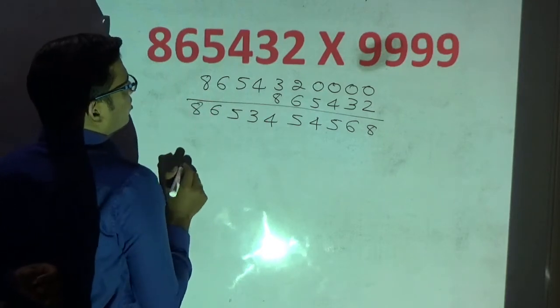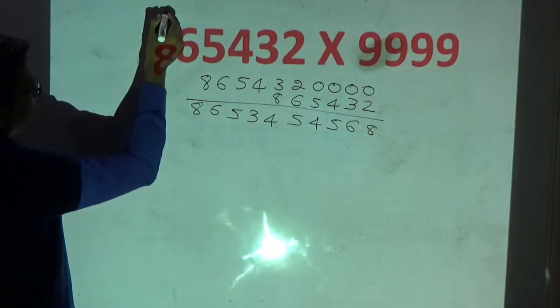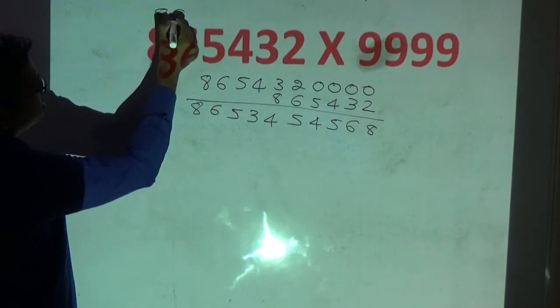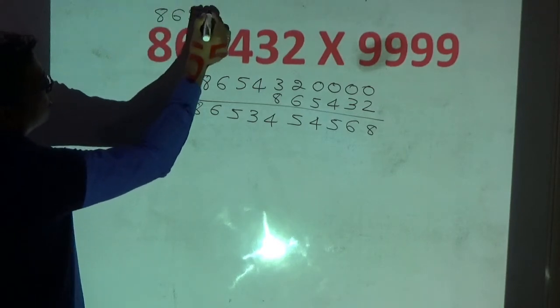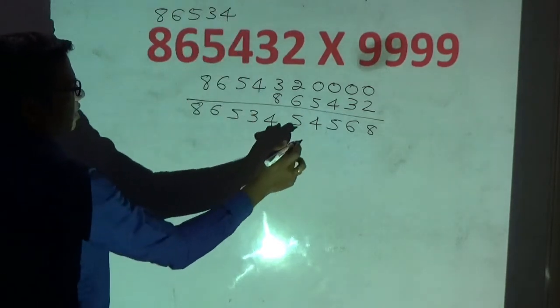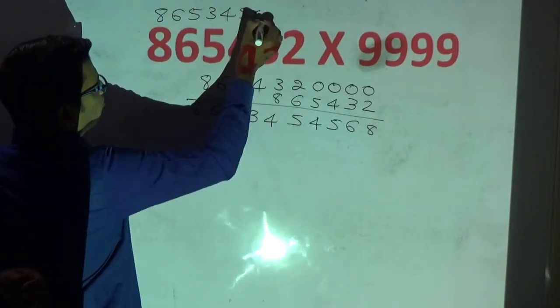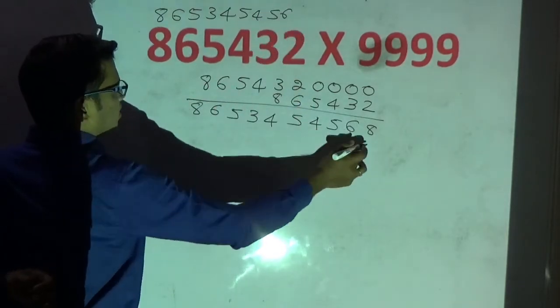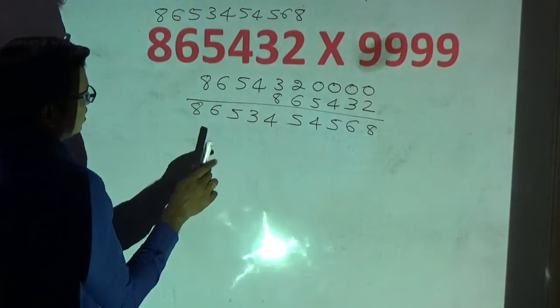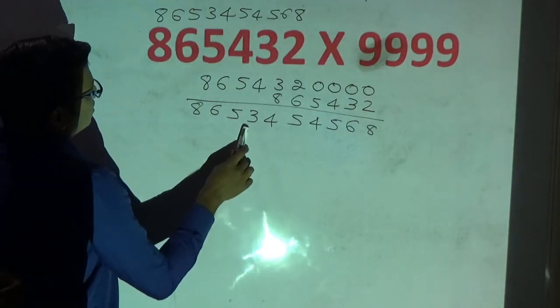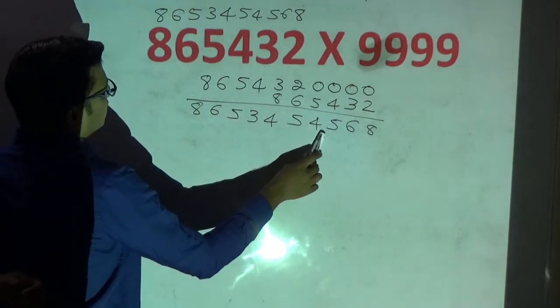My answer is ready. Okay, I will write my answer here. 8, 6, 5, 3, 4. Okay, 5, 4, 5, 6, 8. Okay, see, 8, 6, 5, 3, 4, 5, 4, 5, 6, 8.